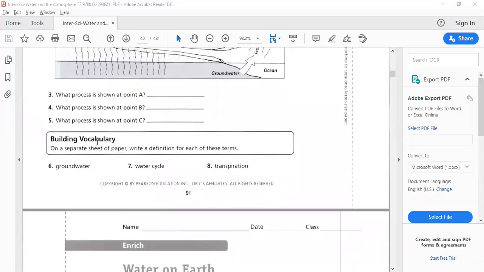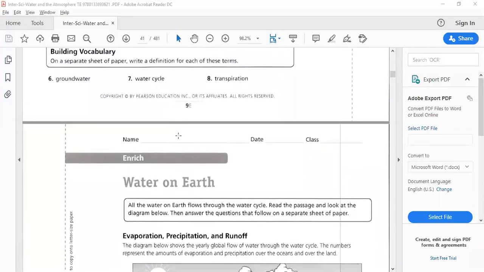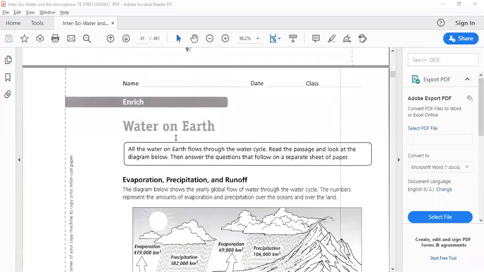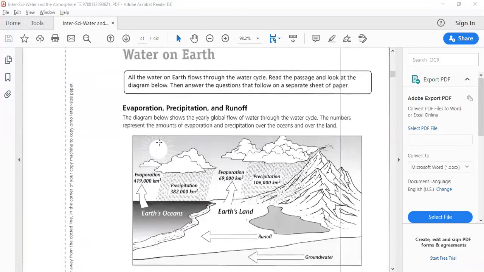That's some vocabulary we get here, guys: groundwater, water cycle, and transpiration. Let's get another practice one, which is good also, and has a lot of calculations. Here, guys, we can start with these calculations.